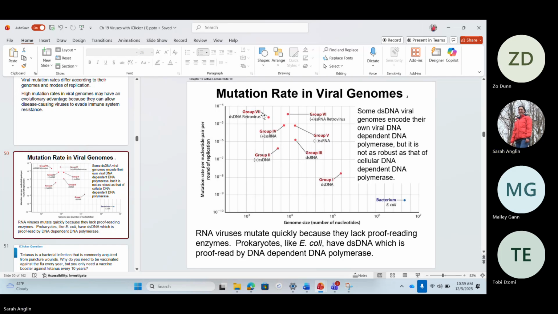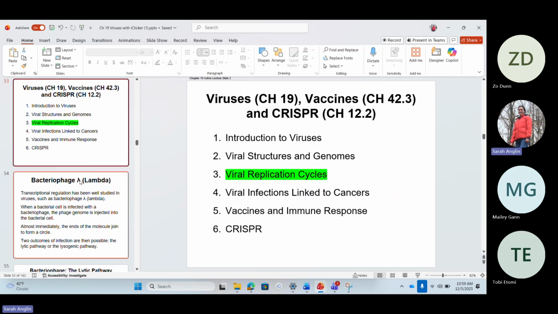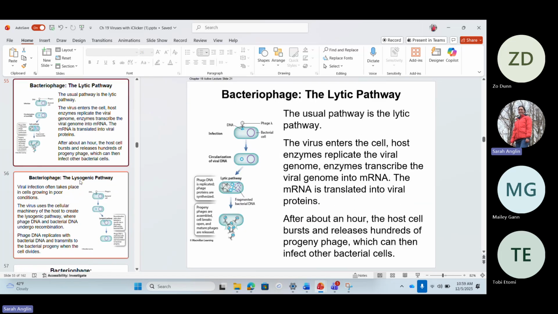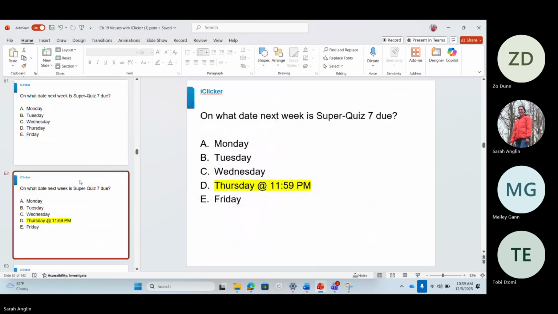So it's because of the mutation rates being much higher in viruses that it's tricky for us to make a vaccine that works for a long time. Even in the middle of the flu season, it's possible for the flu virus to mutate, which makes it very tricky.